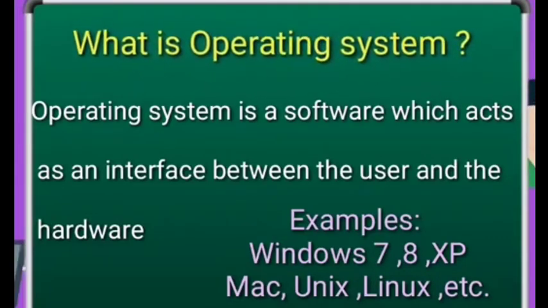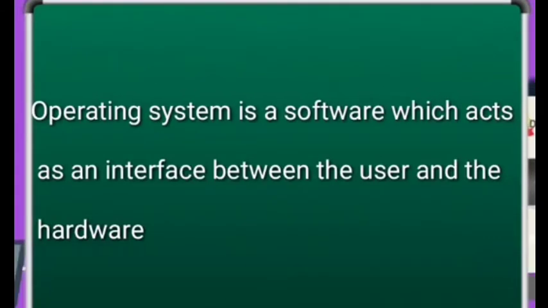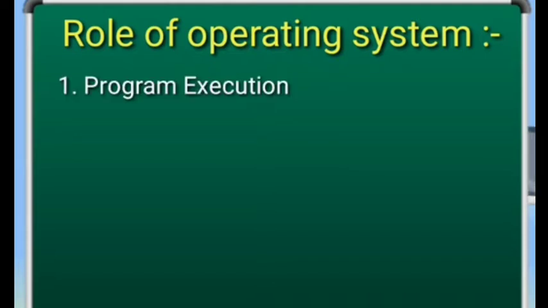Let us begin with the role of operating system in a computer. The operating system provides different kinds of services to the programs and to the users who are writing the programs in the computer. Some common services provided by the operating system, or you can say the role of operating system in computer, can be: the first one is program execution.